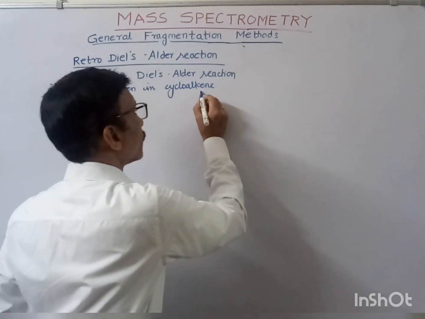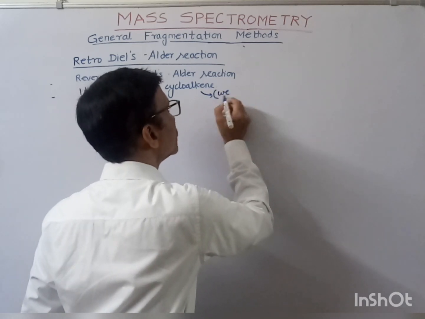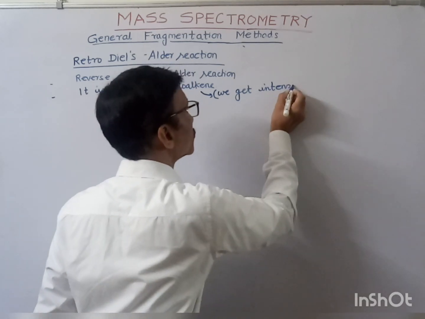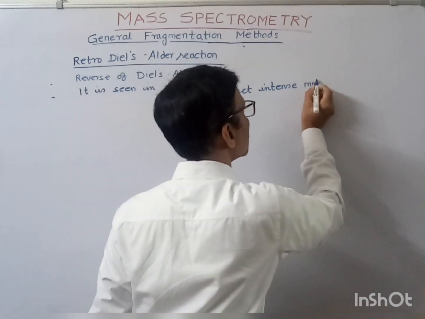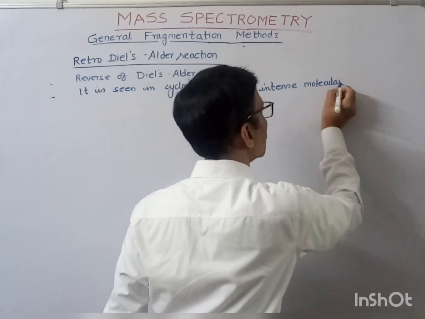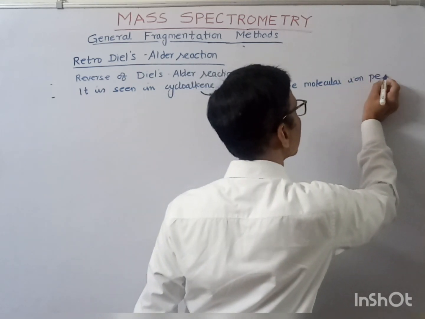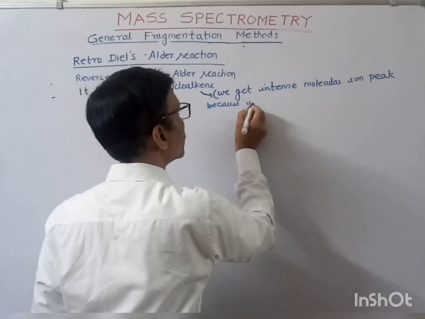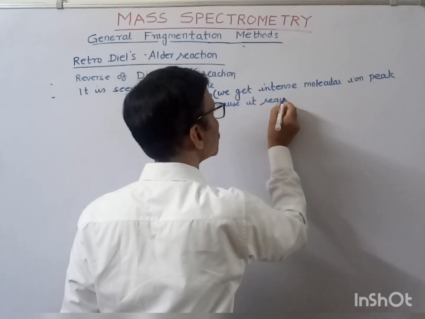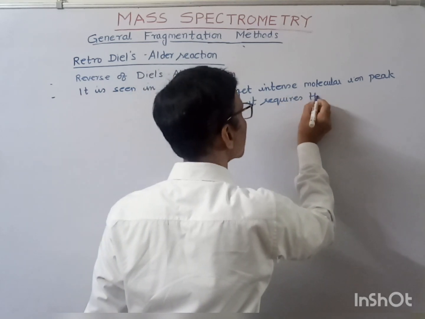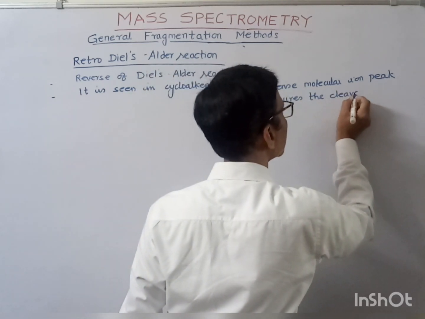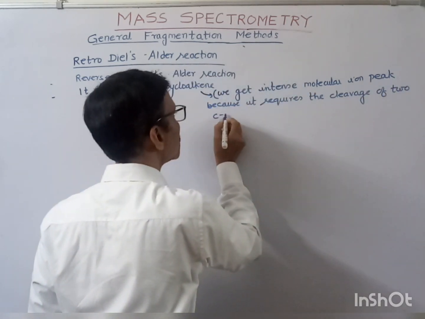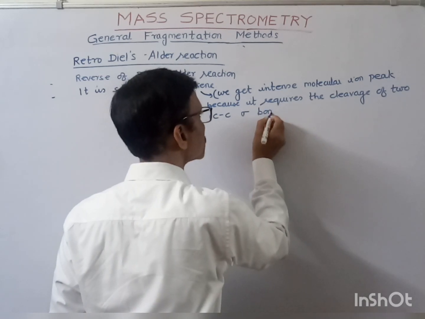So that's why we get an intense molecular ion peak for cycloalkene. So here for cycloalkene we get an intense molecular ion peak. Why? Because it requires the cleavage of two carbon-carbon sigma bonds.